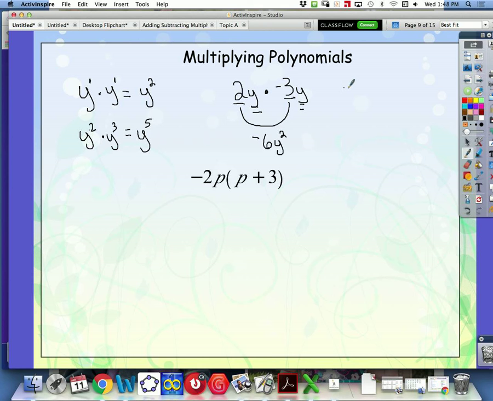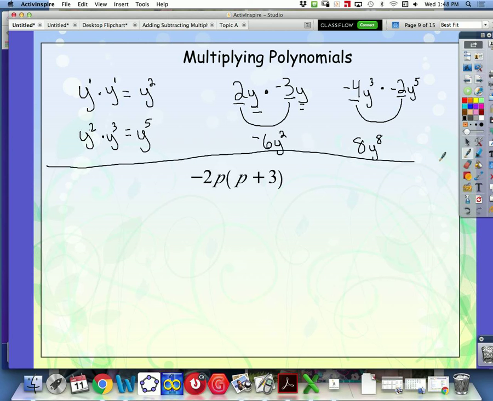One more time, if I have negative 4y to the third times negative 2y to the fifth, we do negative 4 times negative 2, that makes 8. And then y cubed times y to the fifth, those go together to make y to the eighth.